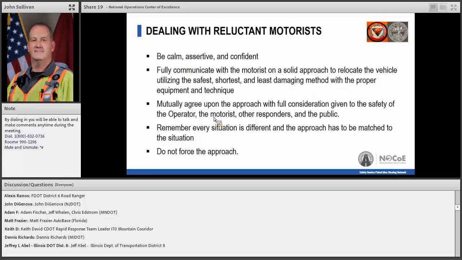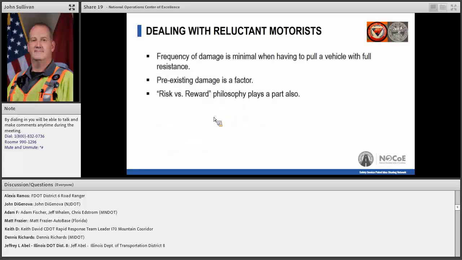So we can go to the next slide. Again, following up with dealing with the reluctant motorist, the frequency of damage is pretty minimal when having to pull a vehicle, even with full resistance. I think we're running into more cars, and you're probably finding this nationwide as well, that a lot of the newer cars just are not set up the way they used to be. You've got a lot more all-wheel drive vehicles, a lot more of the vehicles where you're not able to functionally put them in neutral like we used to do.